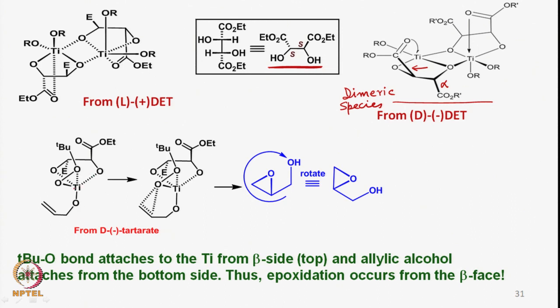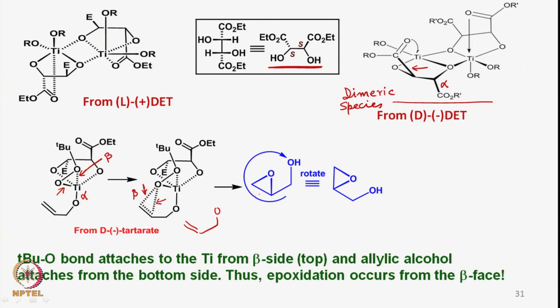is that the tertiary butyl hydroperoxide again comes from the equatorial side, but because this particular group is alpha, the attachment of the tertiary butyl O bond takes place from the top side. This is the beta side. And since it is coming from the beta side, the allylic alcohol attaches from the alpha side. And then the epoxidation takes place in this particular fashion, where the epoxide forms from the tertiary butyl oxy part, which is pointing above the double bond. So you have O here, and the epoxidation is taking place from the beta side.